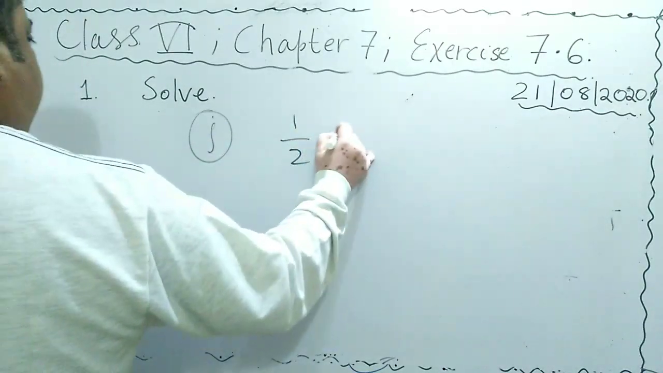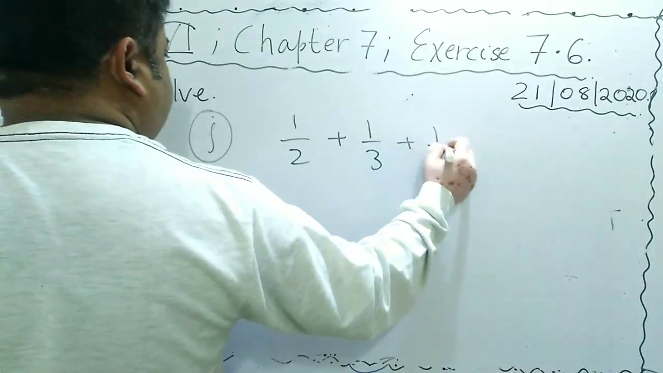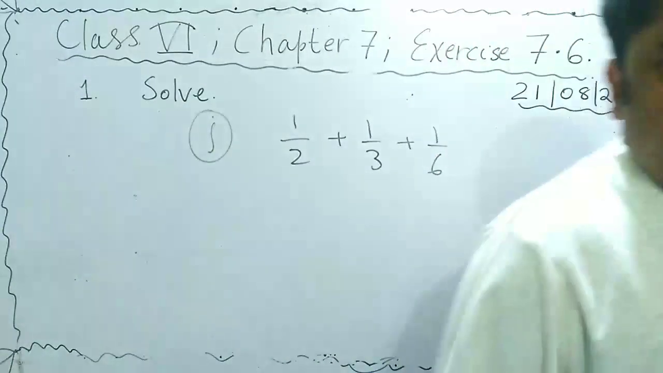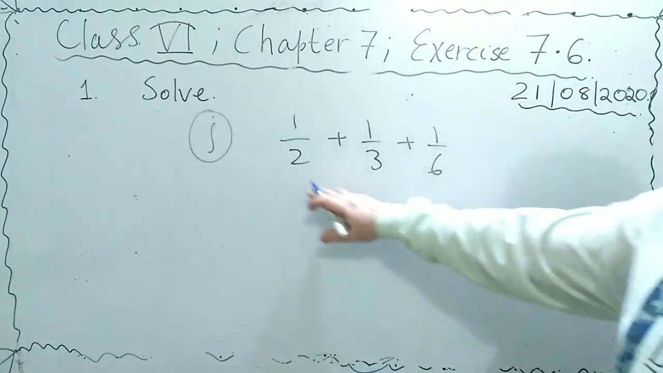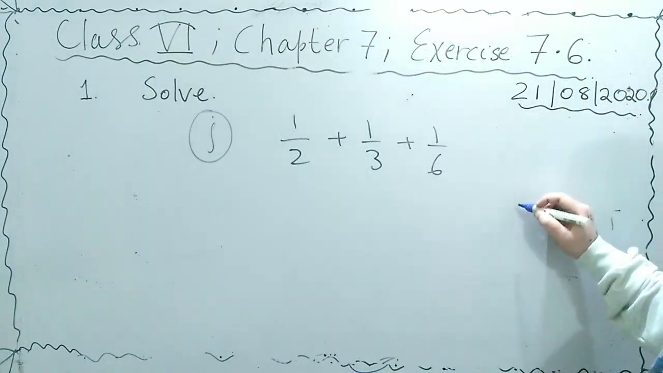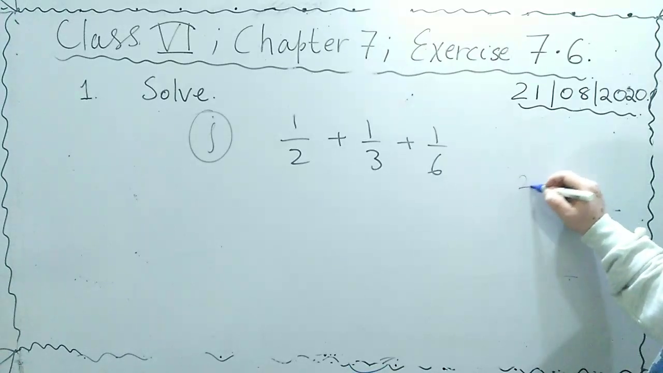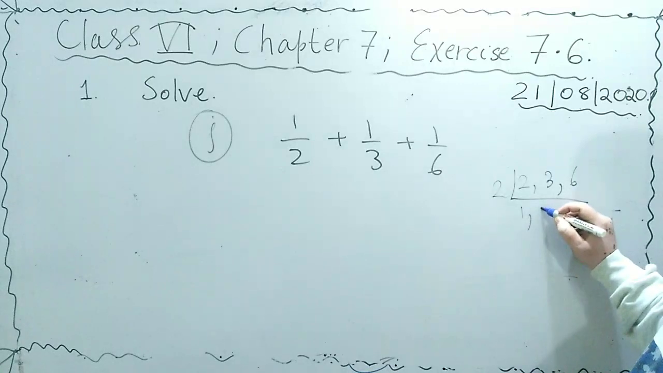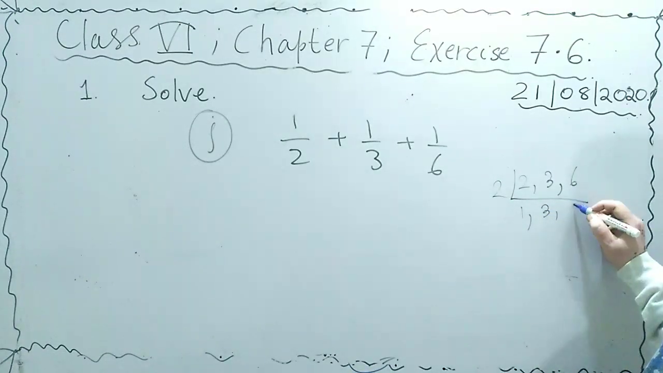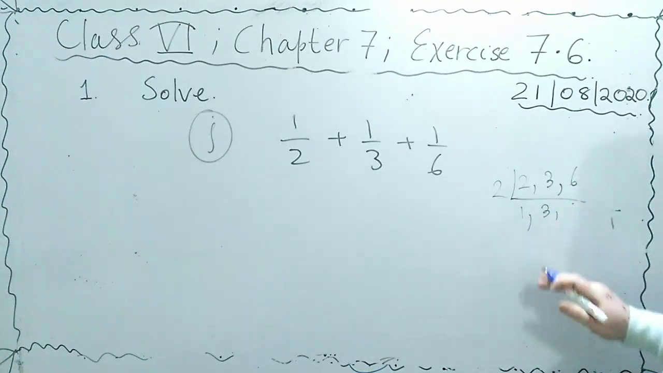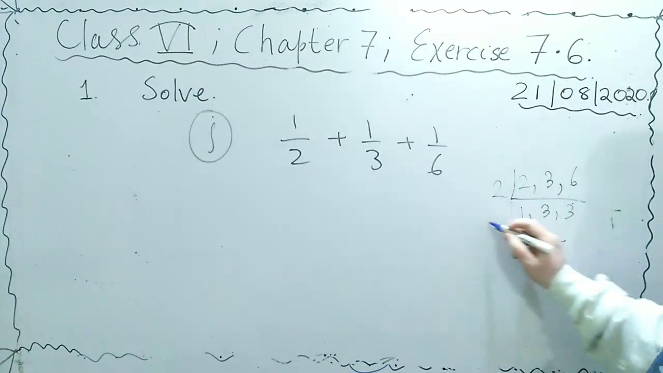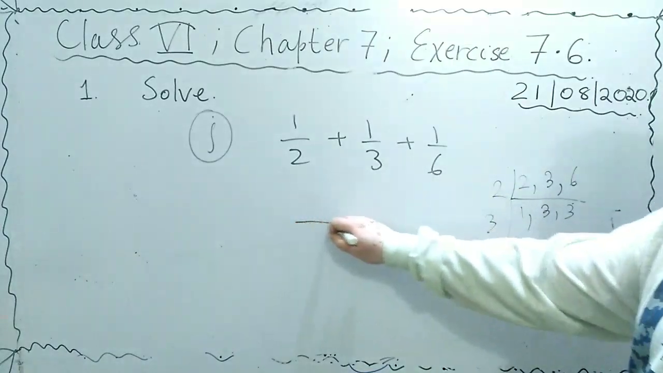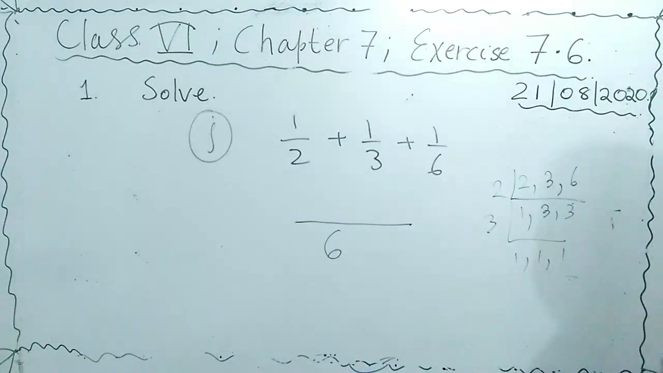1 by 2 plus 1 by 3 plus 1 by 6. What is the first thing we will do here? We will find out the LCM of these three. So this will become 2, 3 and 6. 2 ones are 2, this will be 3 and 6 as it is. And then 3, 1 and 1 and 1. This will become 6. So its LCM will be 6.